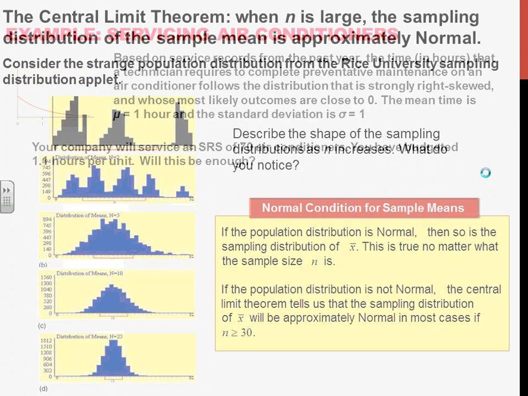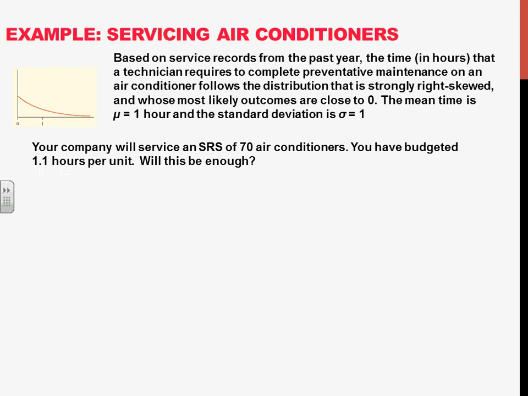So let's do this example together. Servicing air conditioners, sorry. Based on service records from the past year, the time in hours that a technician requires to complete preventative maintenance on an air conditioner follows a distribution that is strongly skewed right, shown over here, and whose most likely outcomes are close to 0. The mean time is mu equals 1 hour, and the standard deviation is also 1 hour. Your company will service an SRS of 70 air conditioners. You have budgeted 1.1 hours per unit. Will this be enough?